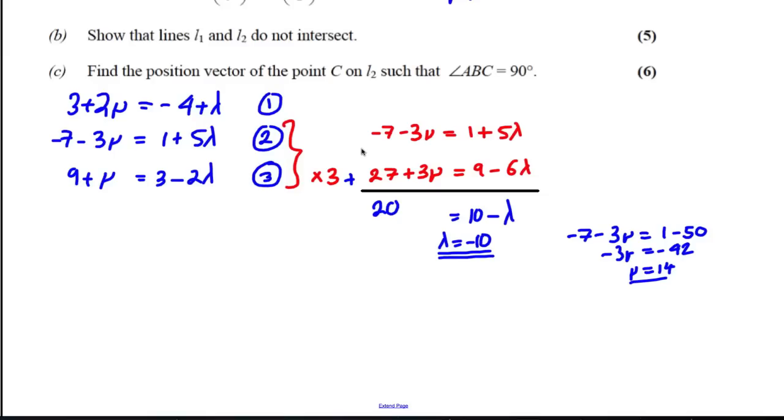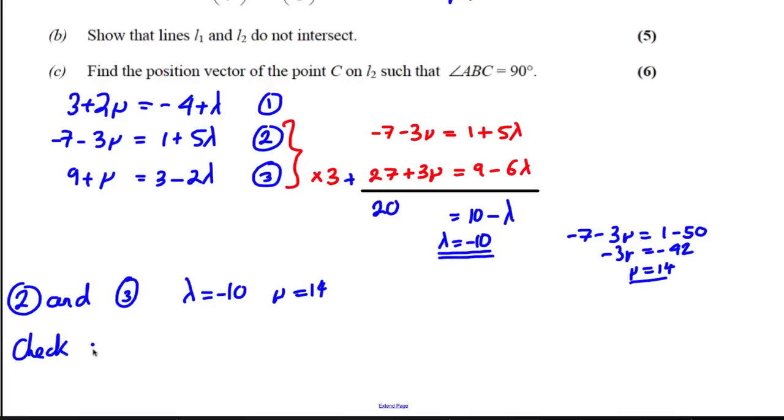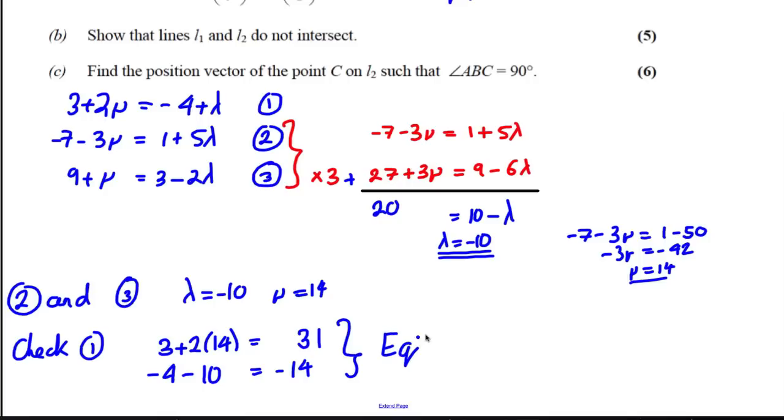Okay, so I found from equations 2 and 3 a solution that's lambda is negative 10 and mu is equal to 14. Now let's check they hold in 1. So 3 plus 2 multiplied by 14, well 3 plus 28, that's equal to 31. And on the other side, negative 4 add negative 10 is negative 14. So equation 1 does not hold.